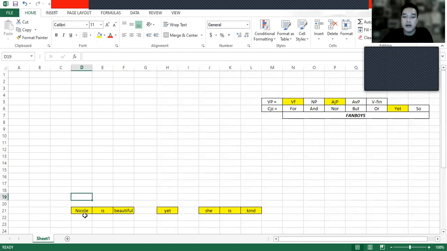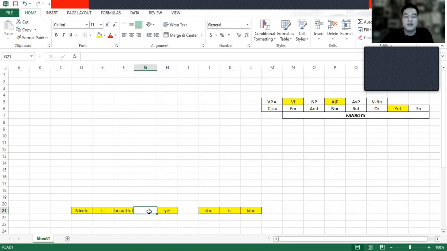As you can see here from the screen, there is a sentence that says, Nicole is beautiful, yet she is kind. This sentence is categorized as a compound sentence. Okay, before we start here, you may wonder why there is a space between these two independent clauses. Well, it is because it was purposely made for you to easier to understand this session.